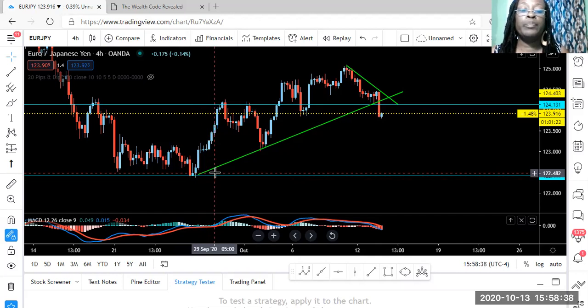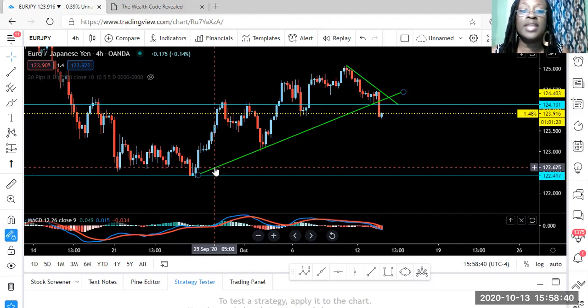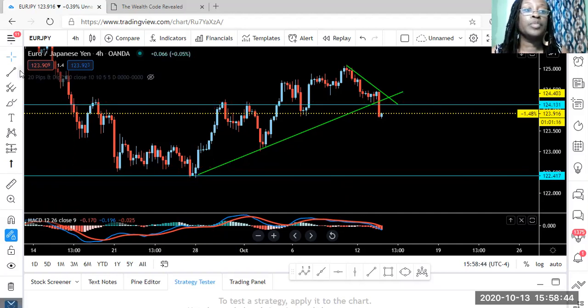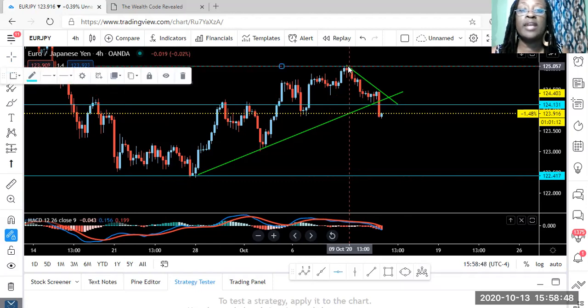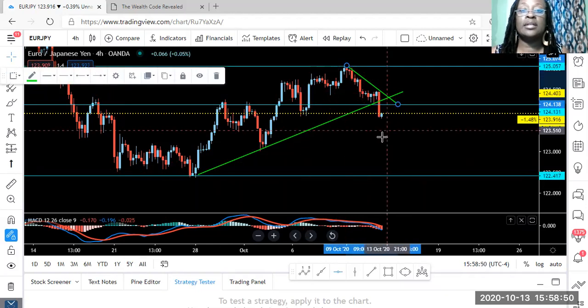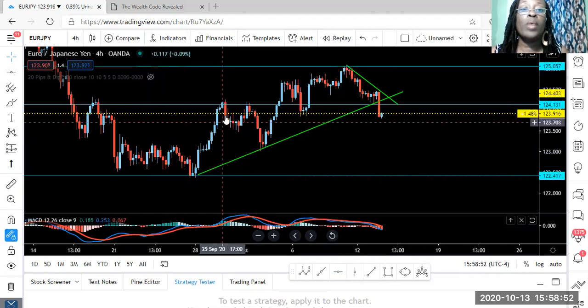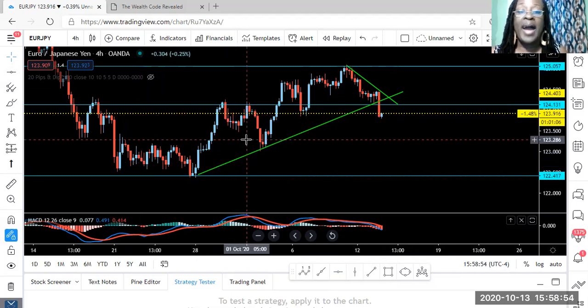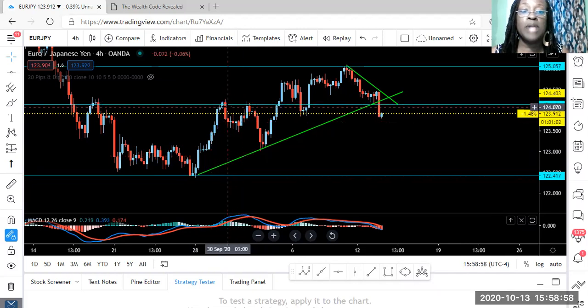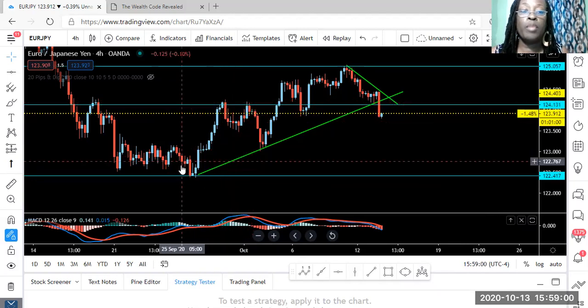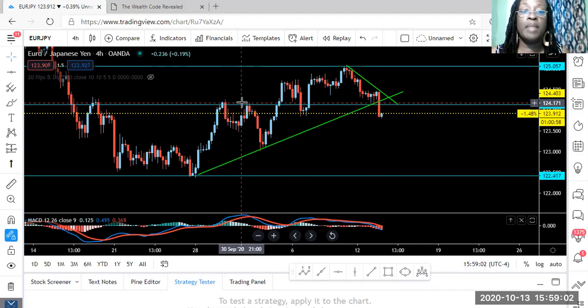And then where is the ceiling? Where's the ceiling? Now, here's the thing. A couple of things going on here. Of course, we can identify this area as a ceiling, right? We can do that. However, what I'm looking for are patterns as well. Now, I do see a pattern. I see a double top right here, where price came up, reacted, came up, reacted.